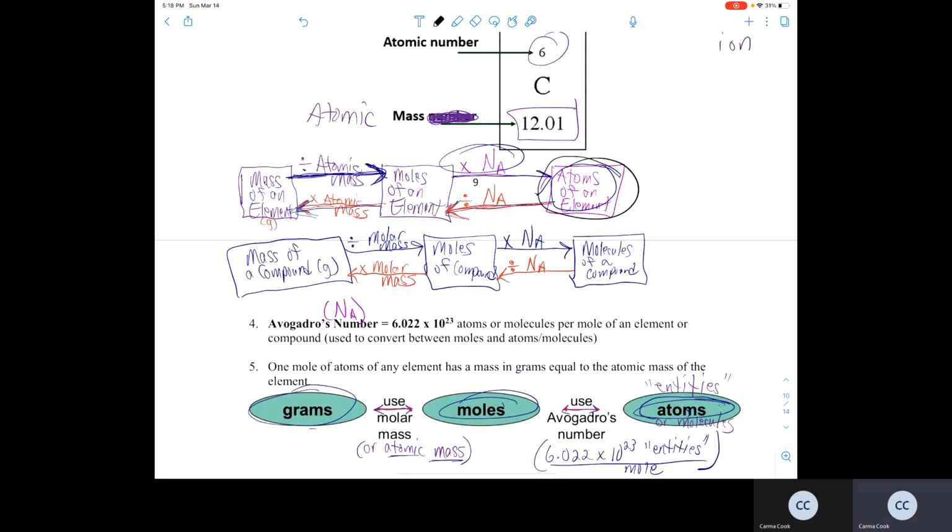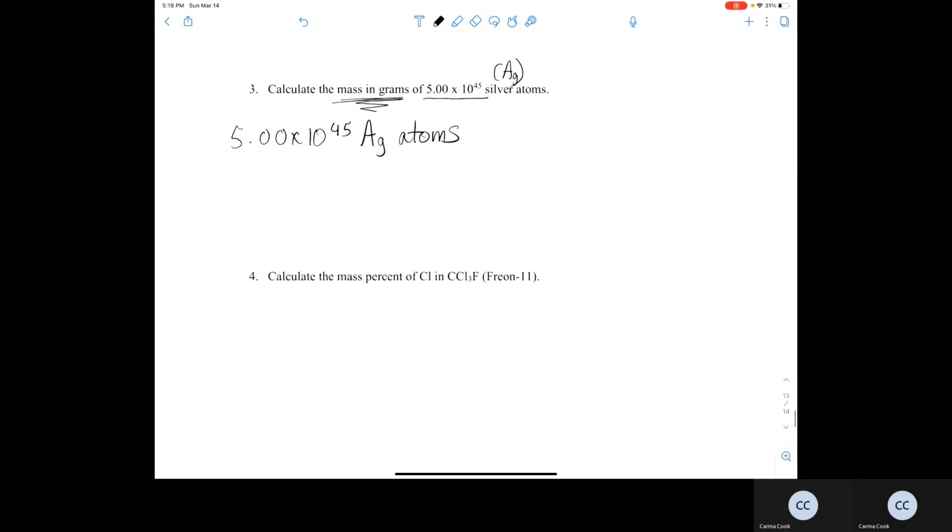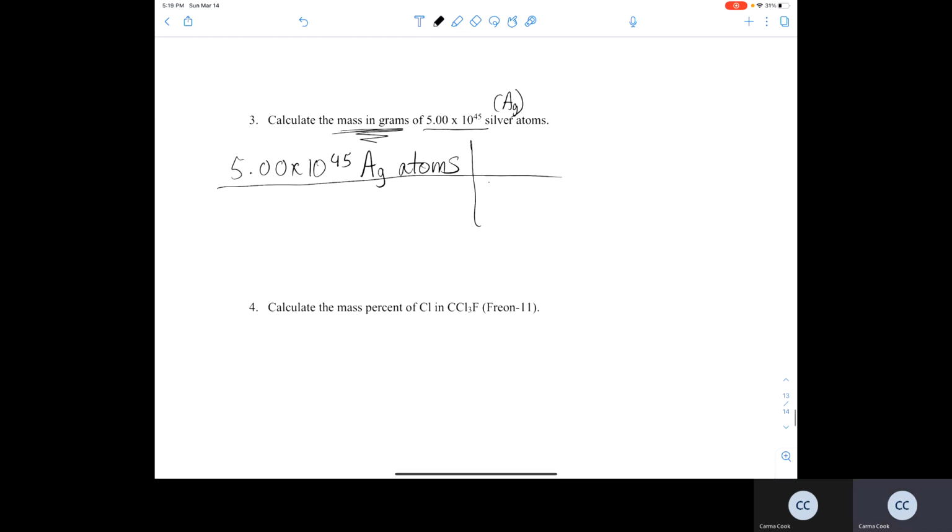So we'll go from atoms, using Avogadro's number, dividing by Avogadro's number, converting the atoms to moles, and then converting the moles to grams by multiplying by the atomic mass for silver. So first we'll divide by Avogadro's number. So atoms of silver cancel. And then we'll multiply by the atomic mass for silver.